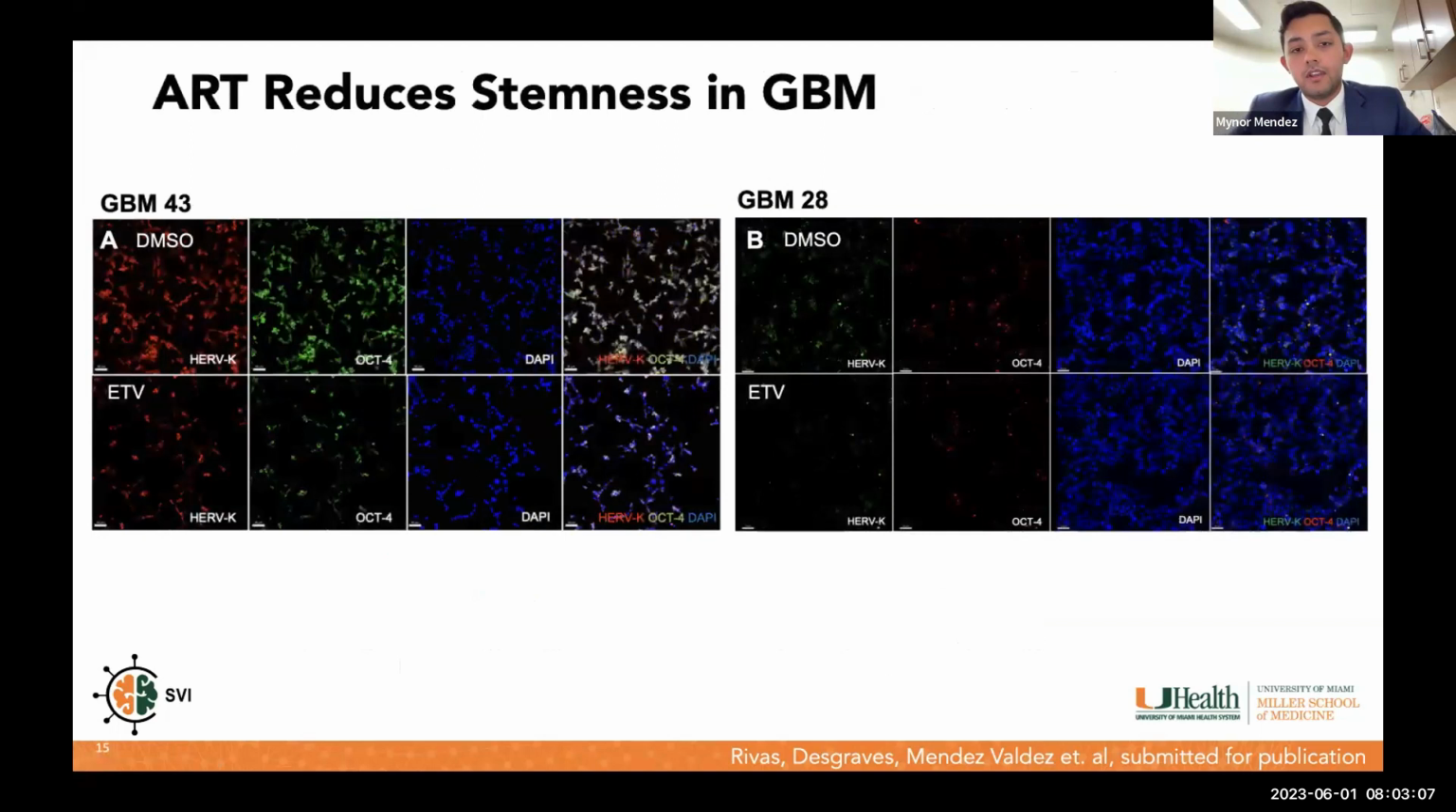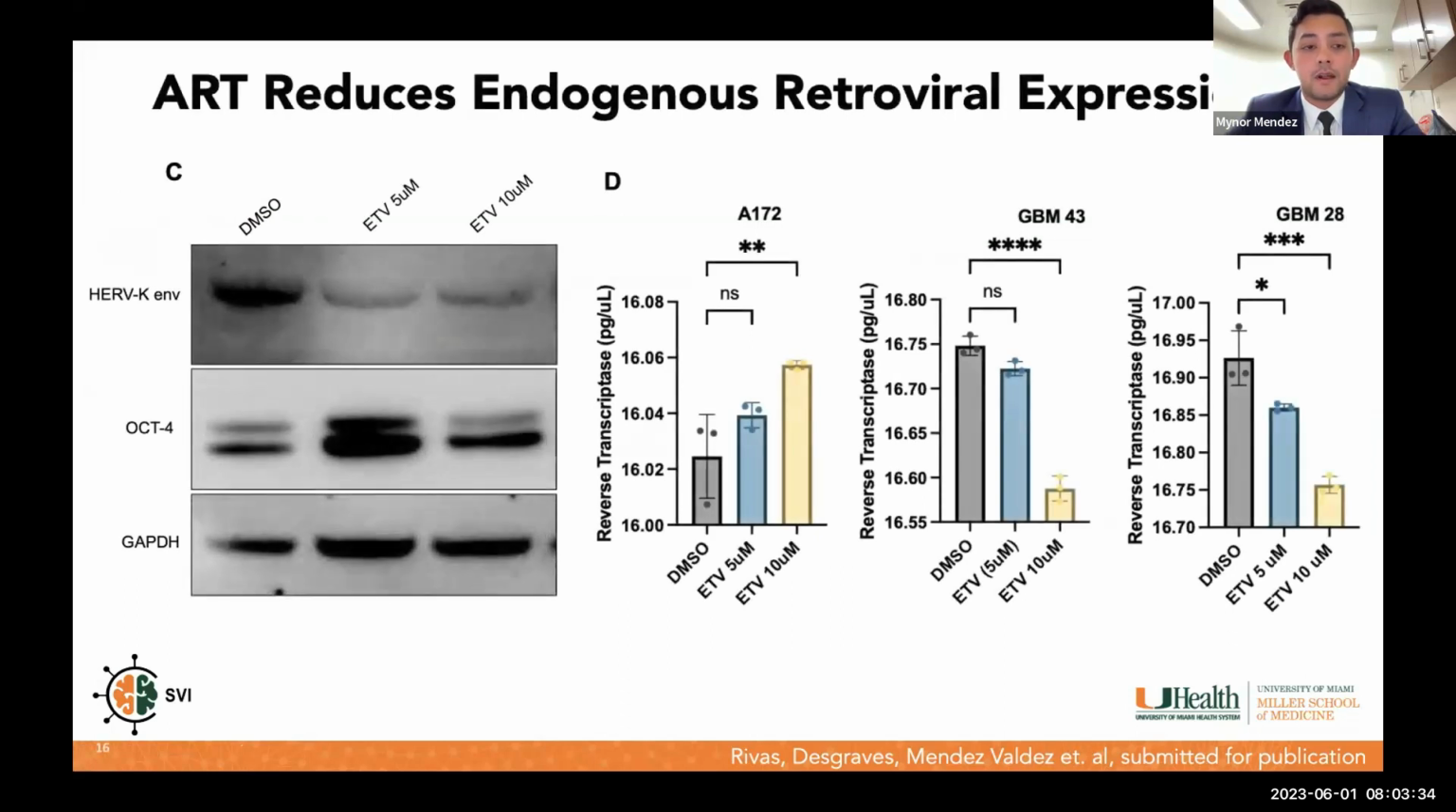And so here we took 2 patient-derived neurospheres, and we tested the effect of etravirine on different markers of stemness, OCT4 and HERV-K, which is a retroviral marker of stemness. And for both of these markers, a reduction has been associated with improved survival in these patients. And so I hope you can see here that after treatment with etravirine, there is a reduction in the expression of these markers. And we quantified it here with the Western blot, as you can see circled in red.